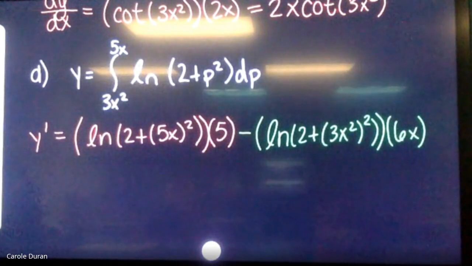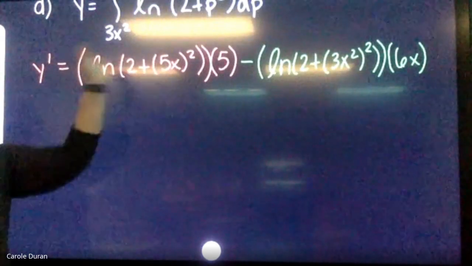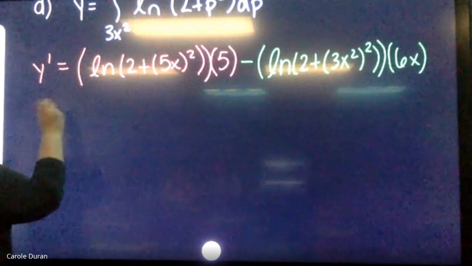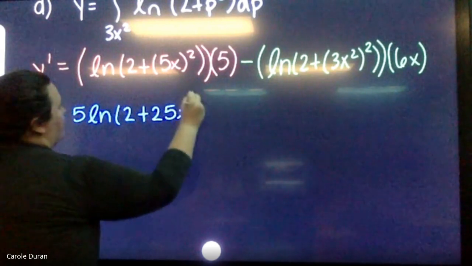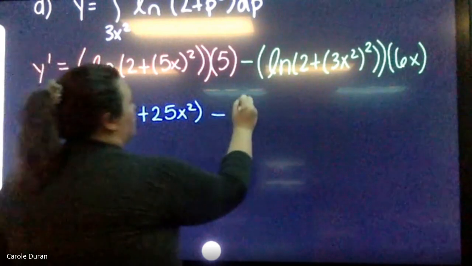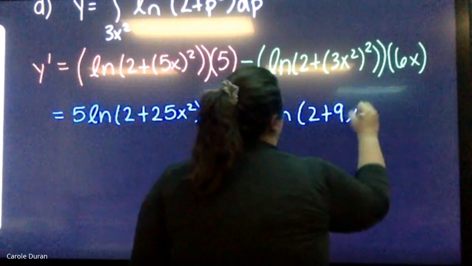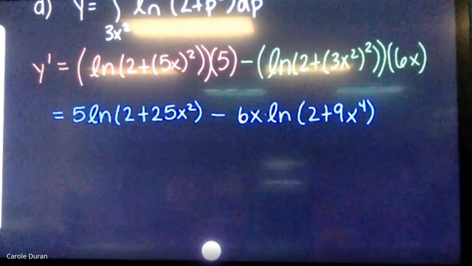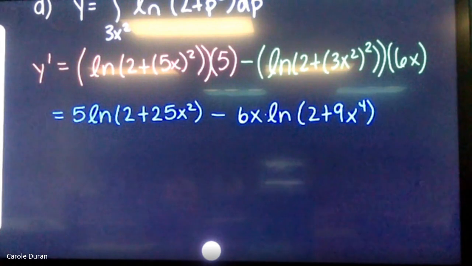And now from here, we're just simplifying. So of course, I want to go ahead and square out the 5x and then multiply the 5 into it out front. So this becomes 5 times the natural log of 2 plus 25x squared minus 6x times the natural log of 2 plus 9x to the 4th. Right, I just squared some stuff and moved some stuff around. When we have more than one natural log and there's subtraction involved, I know I can only simplify this down to one natural log. So we need to use our log properties that we learned.